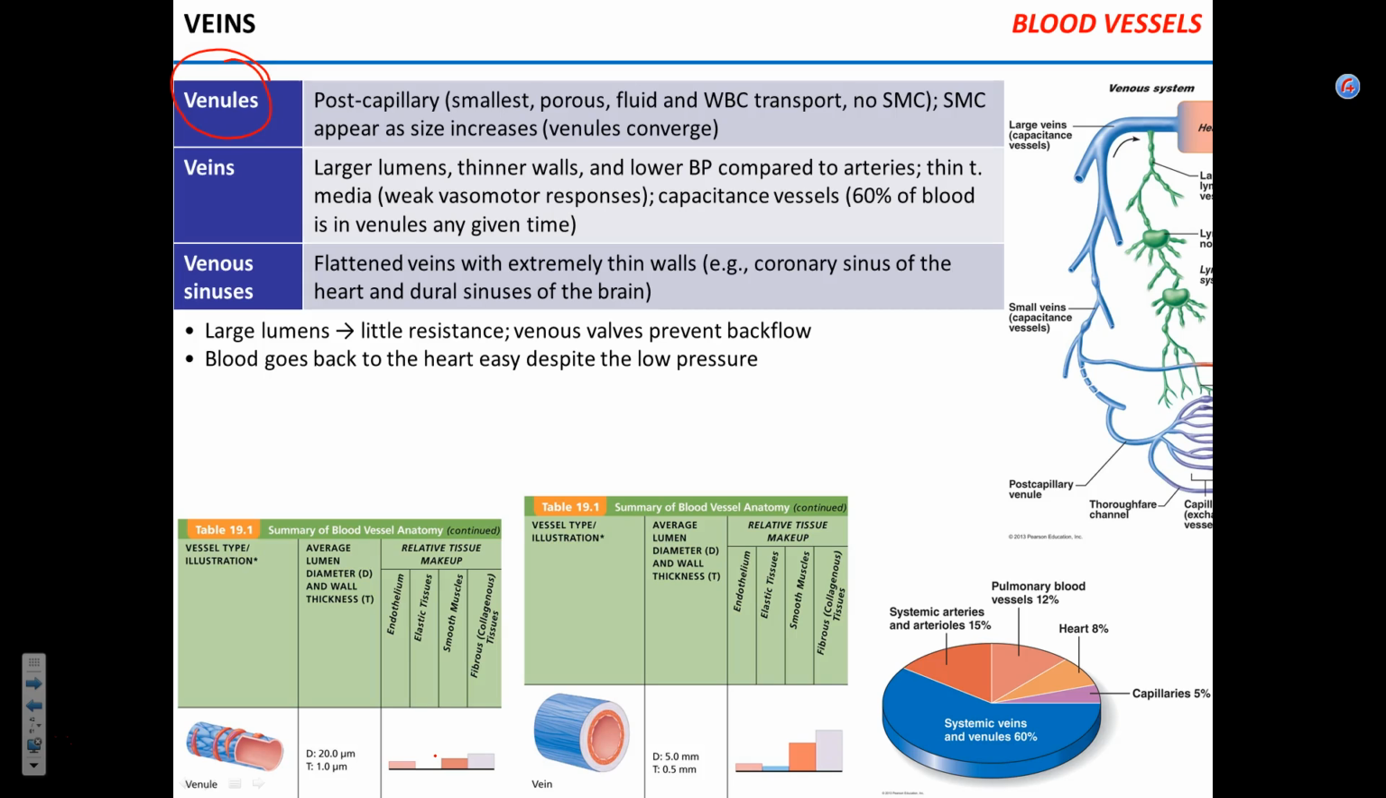They are kind of here, okay? Post-capillary venules. So they are after the capillaries. So the blood goes artery, capillary, vein. Does that make sense? So that's why these veins are called post-capillary. They are small and they are slow.